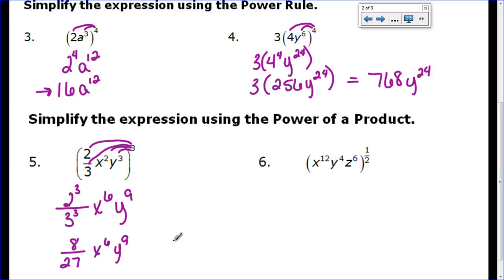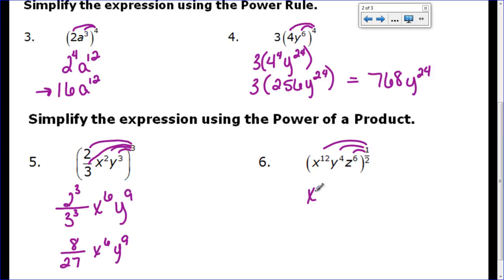Now number 6. We happen to have an exponent that is a fraction. That's okay. That's acceptable. We're going to talk more later about what that really means, because it does have a meaning. But for now, we're just going to do what we've been doing. We're going to distribute. So we're going to multiply all of our exponents. Luckily, there are no coefficients here to deal with.